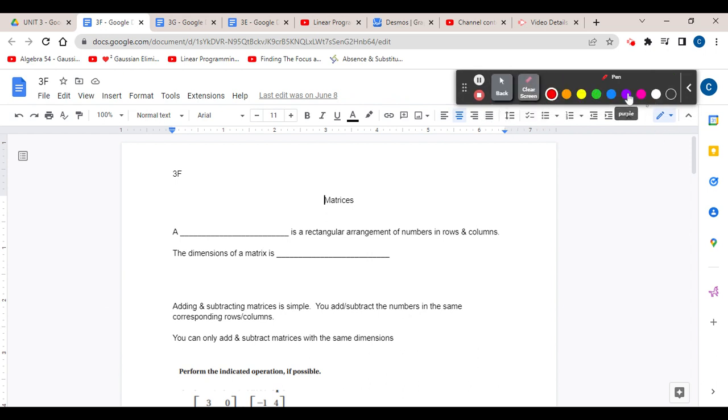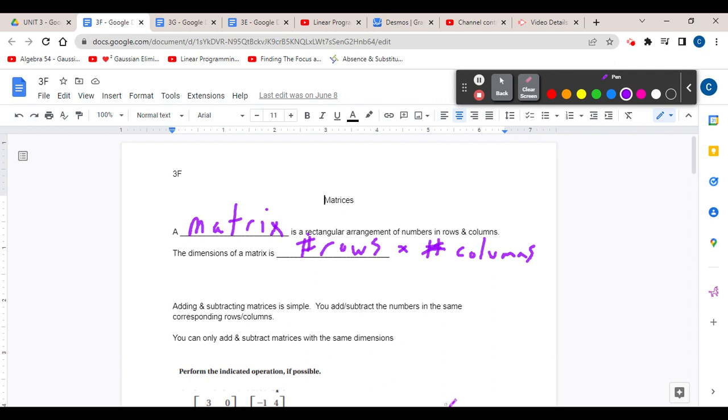This should be pretty simple. It's going to get a little bit more complex as we go along with matrices, but the first part is pretty simple. A matrix is a rectangular arrangement of numbers in rows and columns. The dimensions of the matrix are the number of rows by the number of columns.